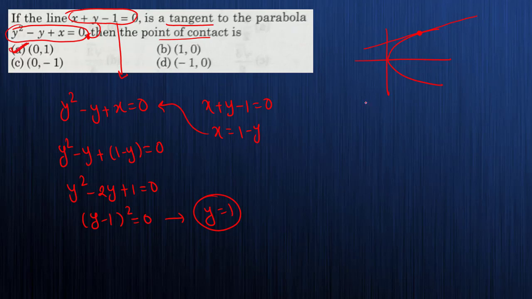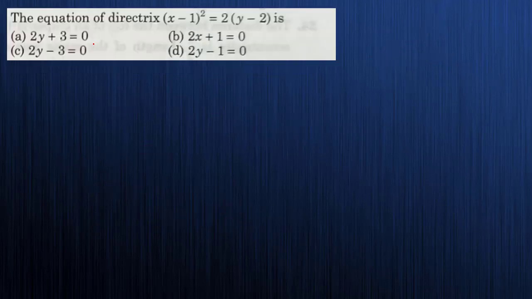So this is nothing but the coordinate of this point, comma 1. So if you substitute y is equals to 1 in this equation, your x is equals to what? X is equals to 0. मतलब 0, 1 is the point at which this line is a tangent to the given parabola. Okay, very good. So your option is A.